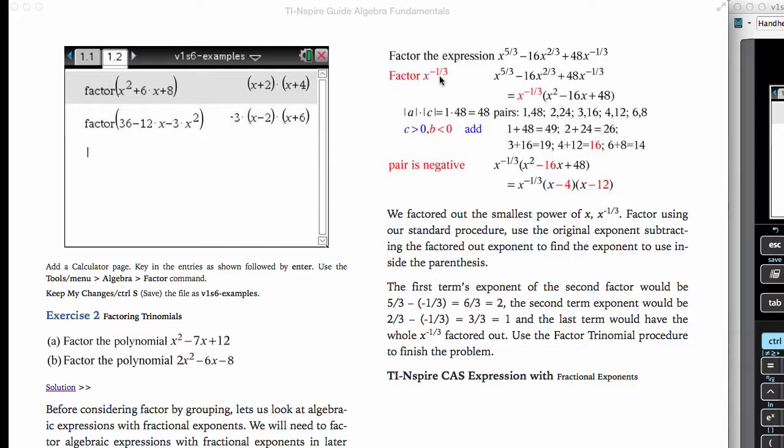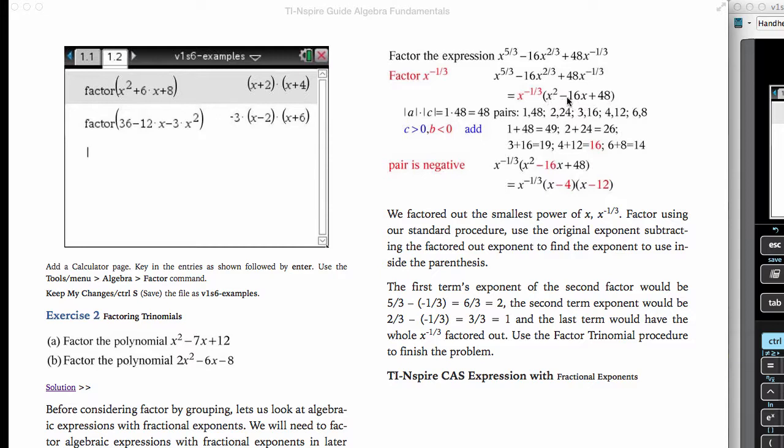So this is a little tricky, and it's explained down here, the details about factoring out. So again, look at your ebook and read these details. When you get done doing these details, you will end up with the x to the minus 1/3 out front. You will end up with x squared minus 16x plus 48 on the inside.